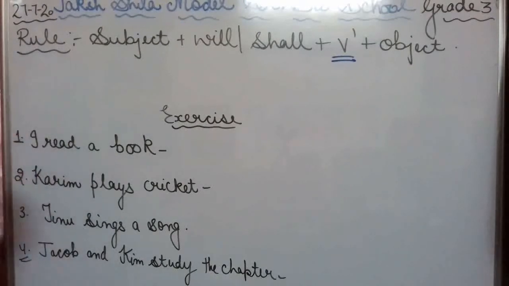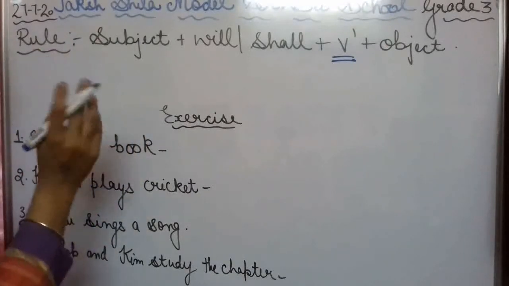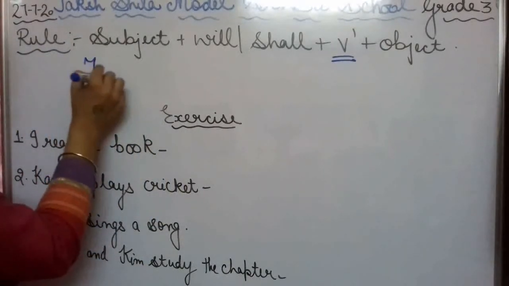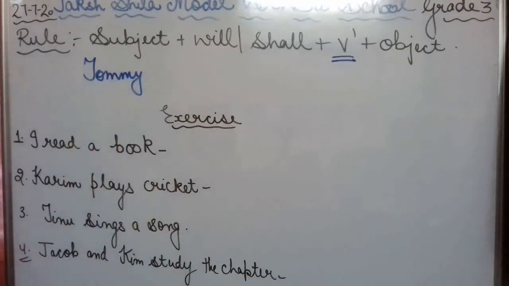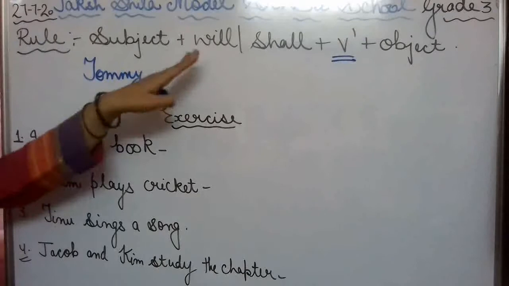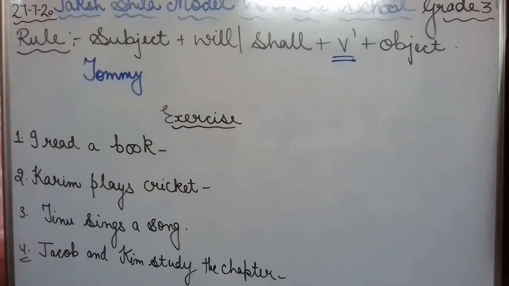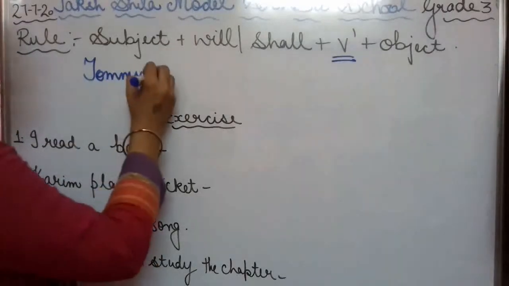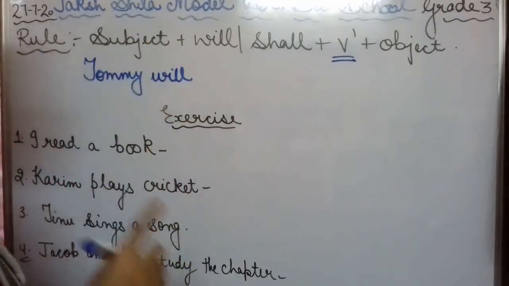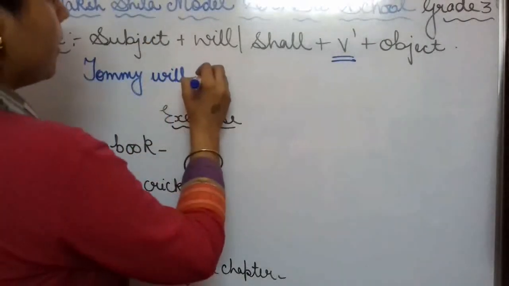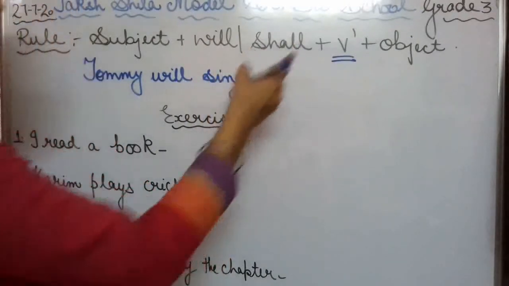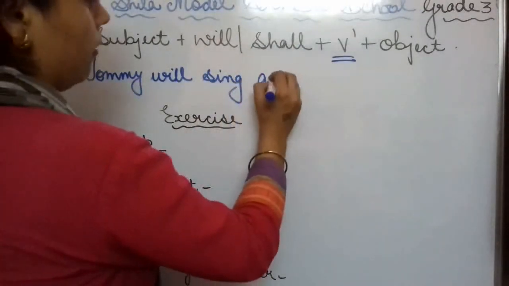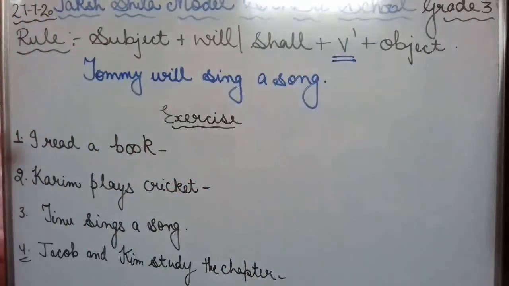So how to make a subject? Subject can be a noun like I, he, she, Ria, anyone. Okay, now we take Tommy, right? With Tommy, what are we going to use, will or shall? Will. We have studied that shall is only used with I and we. So we are going to learn about will. Tommy will. Now any verb we can use. Tommy will sing a song. Sing is a verb. A song. Right? So according to the rule we frame a sentence: Tommy will sing a song.